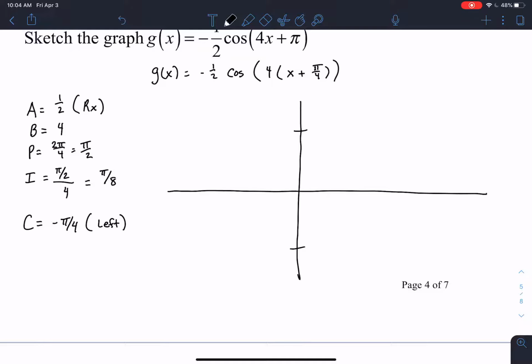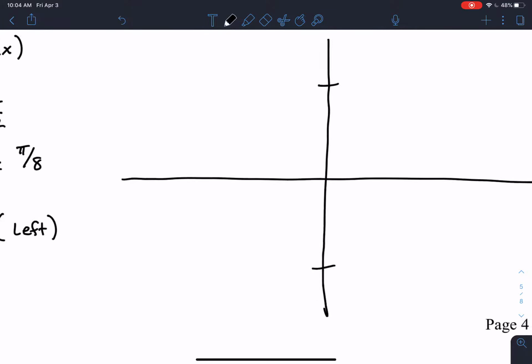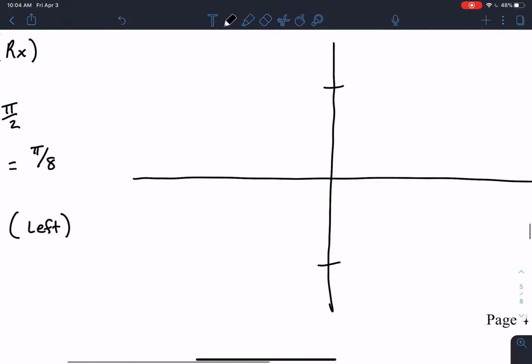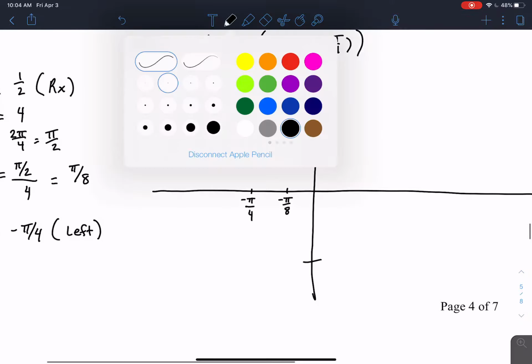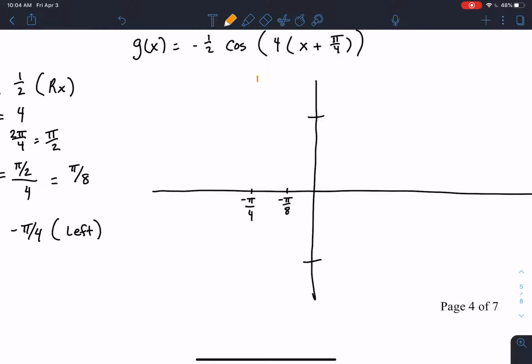Okay, so since I'm going left pi over 4, and I have to go up by pi over 8, right? So if we started at 0, negative pi over 8, and then negative 2 pi over 8 would be negative pi over 4. Okay, so that's actually where I'm going to start. So I'm going to put my axis value there at negative pi over 4.